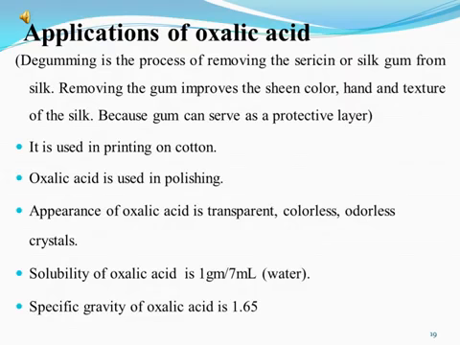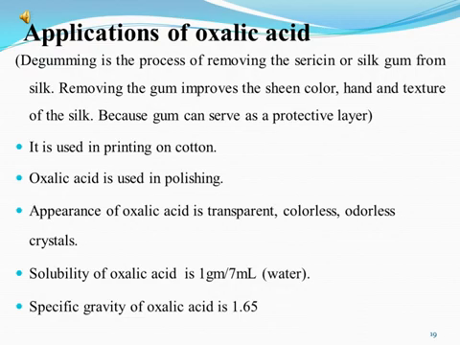Degumming is the process of removing the sericin or silk gum from silk. Removing the gum improves the sheen, color, hand and texture of the silk, because gum can serve as a protective layer. Oxalic acid is used in printing on cotton. It is used in polishing.